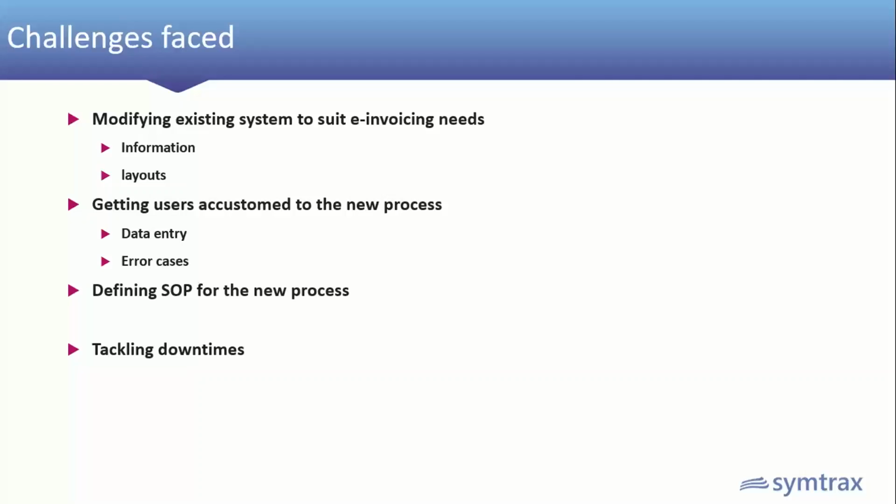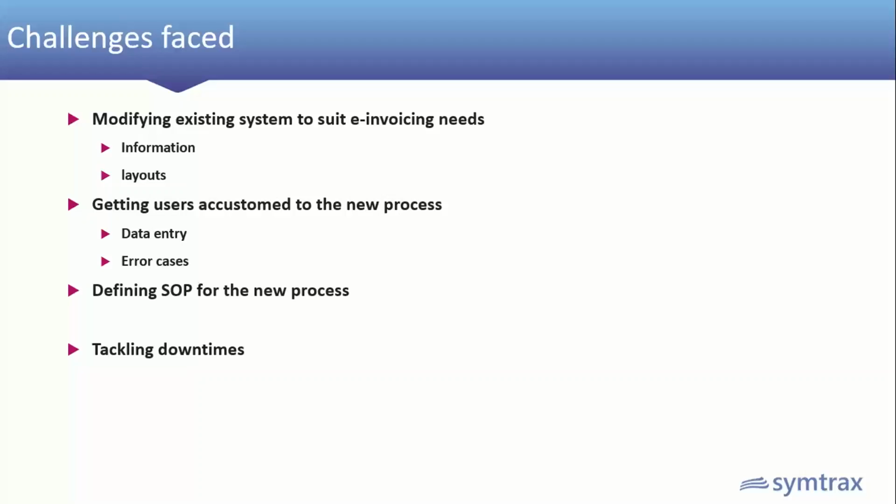The second challenge majorly faced was getting the users accustomed to the new process. Earlier, if there were some mistakes in data entry or some errors, the invoice would still get printed. We would have to check it once before signing and dispatching. If anything was found to be an error, we could just go and edit the invoice, print it again and send it. Now the change which has come in is that if the data is wrong or there is some error, the final output is not at all available to the user. This is something the users took some time to get accustomed to.